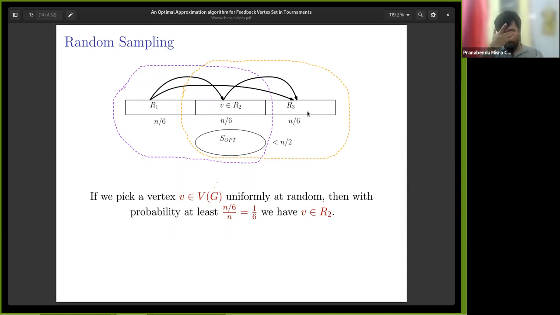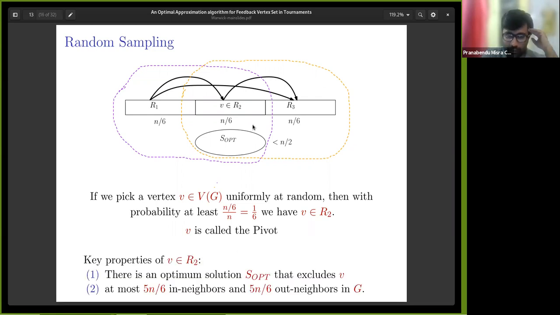Now, if we randomly pick a vertex from the graph, sampling uniformly at random, then with probability 1/6 we will get a vertex which lies in this set R2. We will call such a vertex a pivot. The key properties of this pivot are the following. There is an optimum solution that excludes this vertex V, and this vertex has at most 5/6 n in-neighbors and at most 5/6 n out-neighbors.